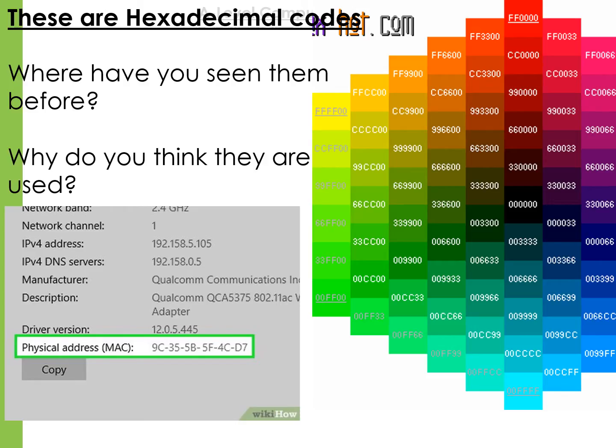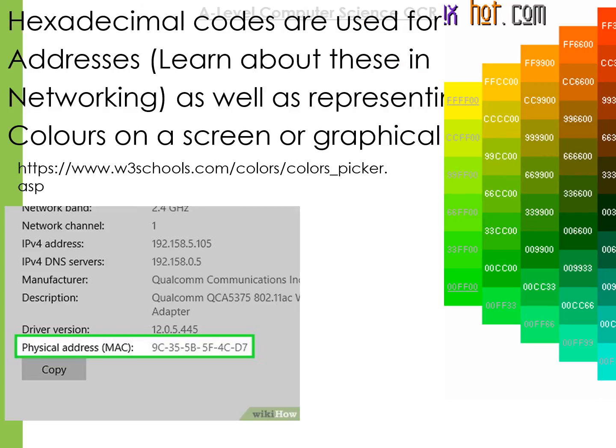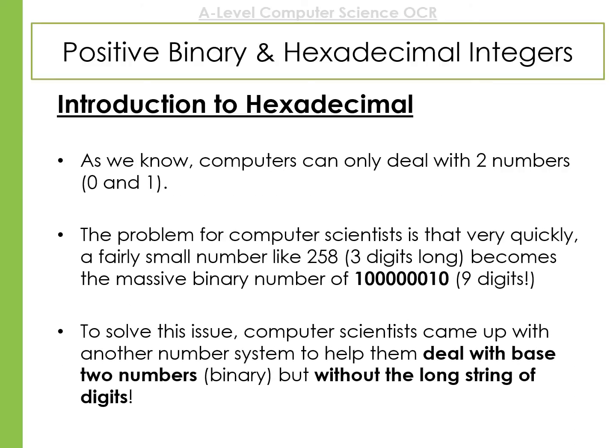What are these codes and how have you seen them before? So hexadecimal codes are used all around us. They're used in MAC addresses, they're used in colour addresses, and you'll see them regularly with computers. So, as we know, computers can only deal with a 0 and 1. This causes problems for computer scientists. It very quickly can escalate the size of the number of binary digits that we need. For example, 258 would need 9 digits. To solve this, computer scientists came up with another number system to help them deal with base 2 numbers without a long string of digits.